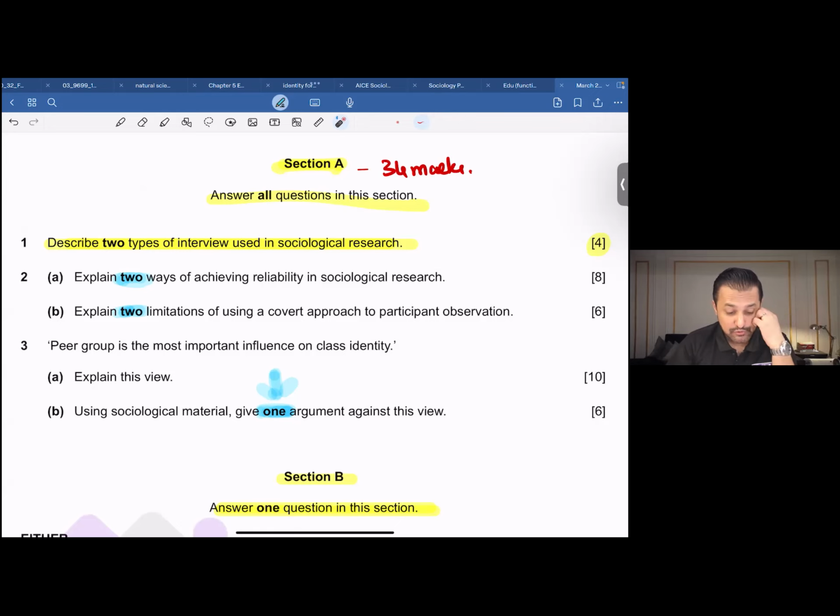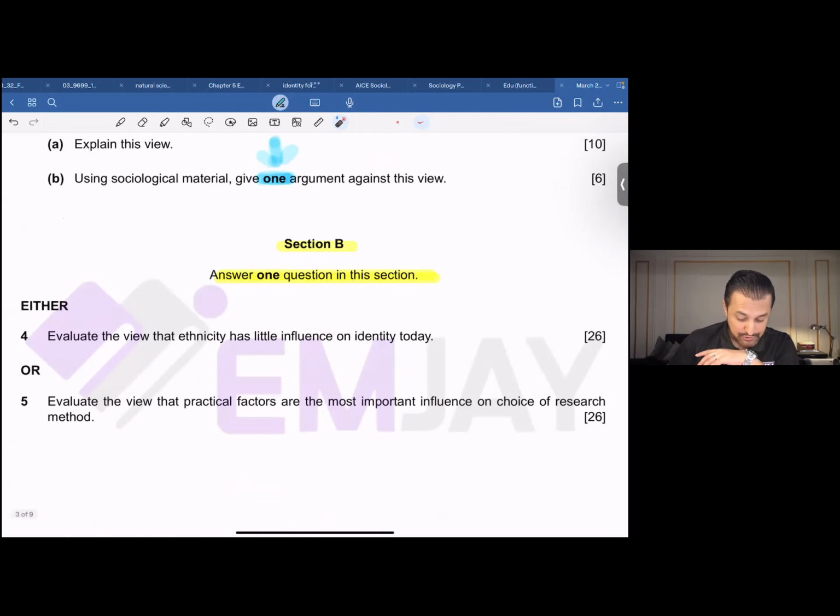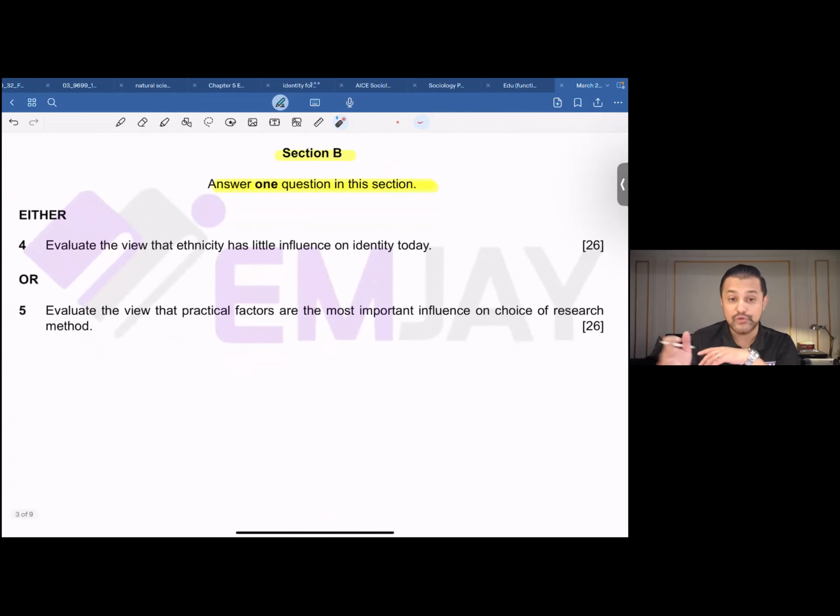You should ideally be able to do it in 45 minutes, because then you'd have more time to spend on section B, and towards the end you'd have some time to read through the answers that you've written as well.